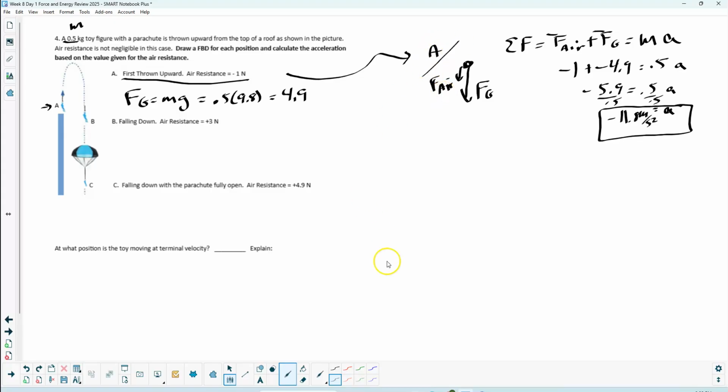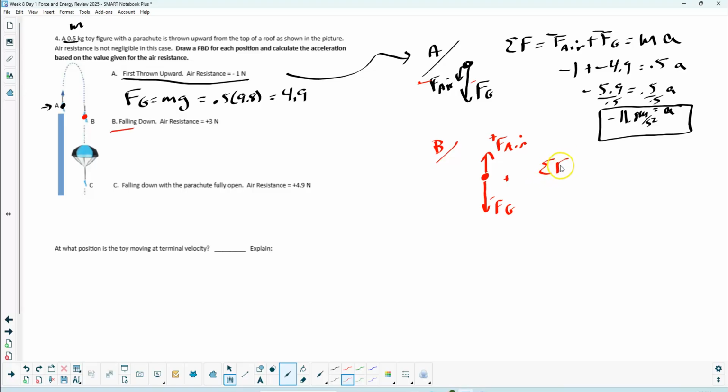So this was point A. For point B, we're going to draw our picture when it's at this point. At this point, it's falling down. At point A, it was going up. If it's falling down, gravity is trying to pull it down, so that's Fg, and that's going to be negative because it's pointing down. And then the air resistance is going to be upward, resisting its fall, so air is going up. So we have a positive force of air and a negative force of gravity.